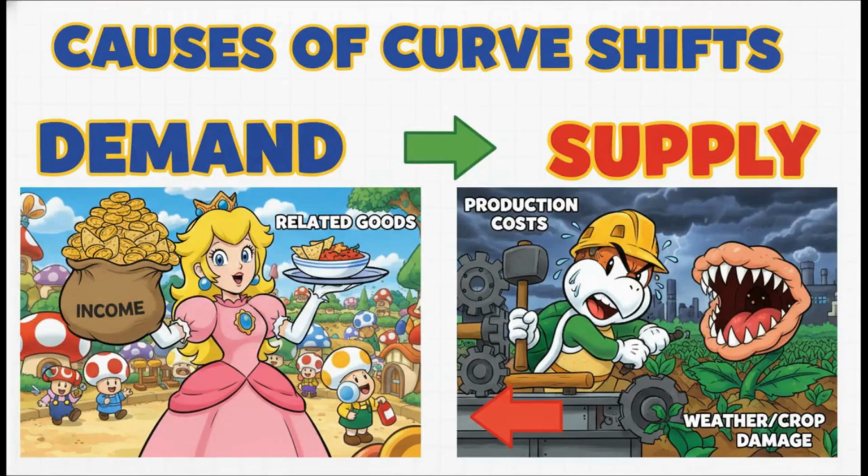So what exactly are those outside forces? Well, they're the real-world clues, the non-price determinants that force our curves to literally shift. On the demand side, it could be a change in income. When people earn more, they buy more. It could also be the price of related goods. Like, if the price of salsa suddenly drops, the demand for tortilla chips goes up because they're complementary. Now, for supply, those shifts are driven by things like production costs, new technology, taxes, subsidies, or honestly, even the weather. Like if a nasty bug attacks a whole pea crop.